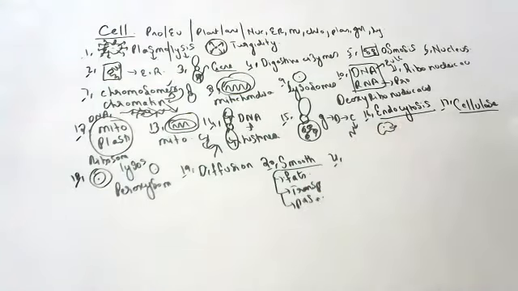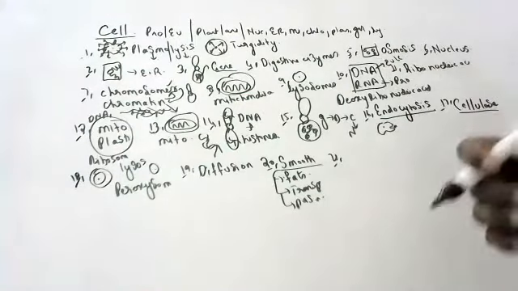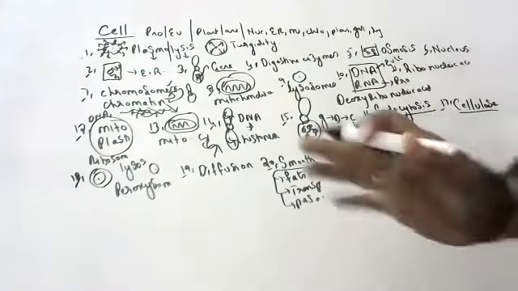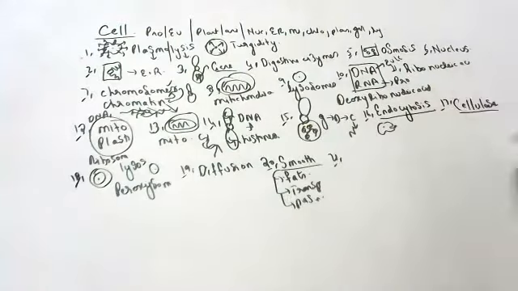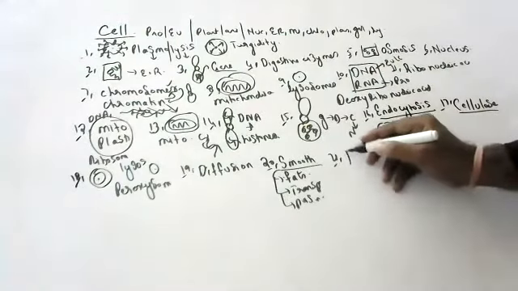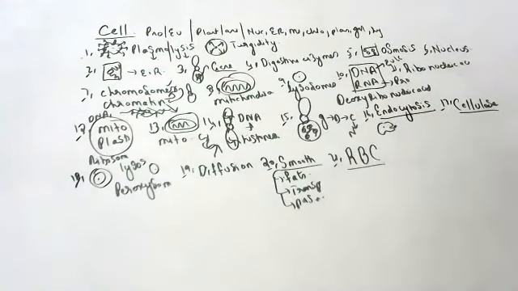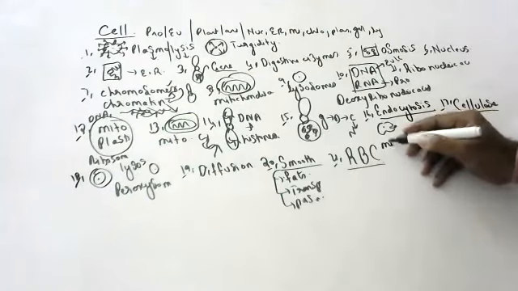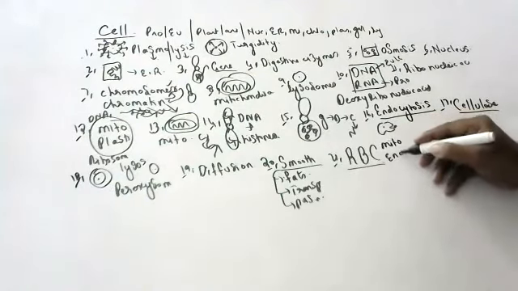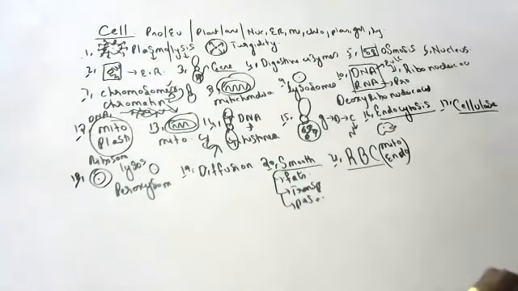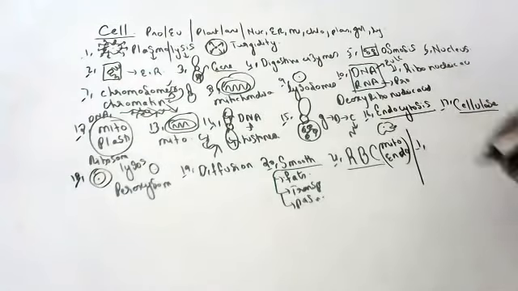Okay, next one, 21st question. Which type of animal cell lacks mitochondria and endoplasmic reticulum? Which cells in our body don't have mitochondria? Anyone? RBC. RBCs don't have mitochondria and endoplasmic reticulum, children. Remember forever, children.